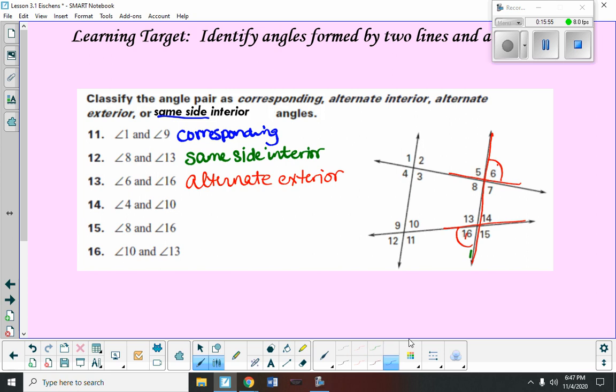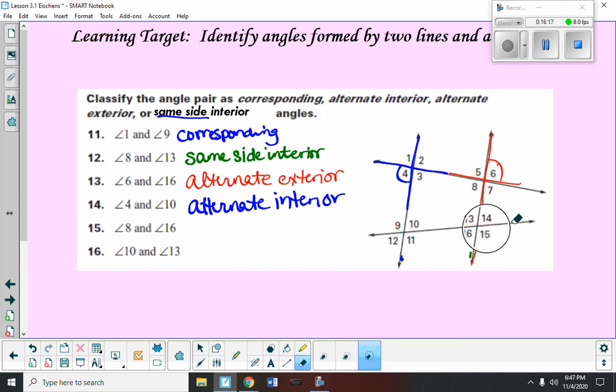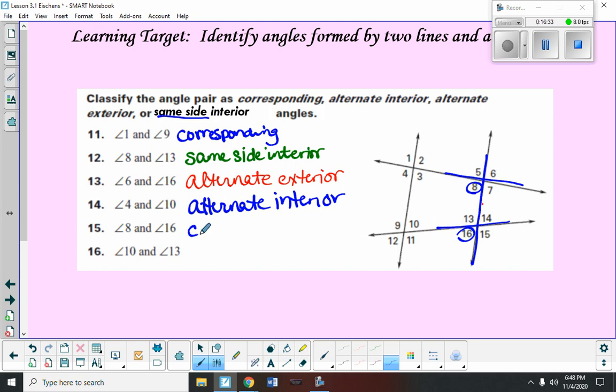And then we have angle 4 and angle 10. So this one and this one. All right, and they are between the two lines, but they're on alternate sides. So these would be alternate interior. All right, now we have angle 8 and 16. Okay, so 8 and 16. So they are both below their line and on the left side, so they're in corresponding positions.